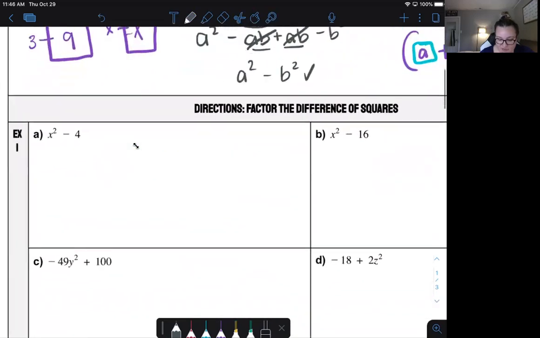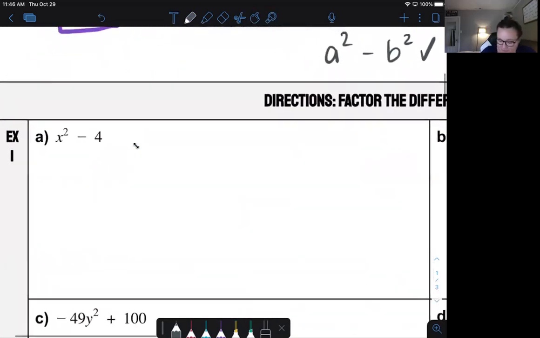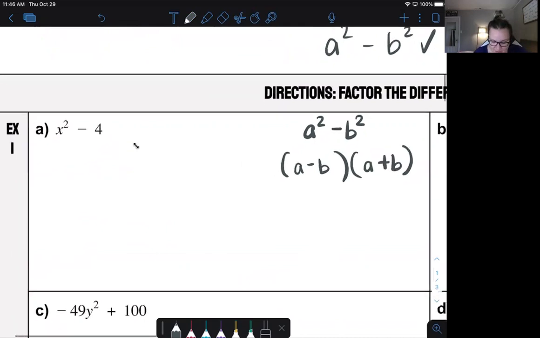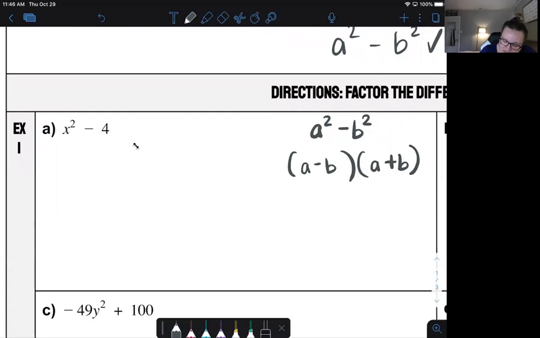So let's apply this to x squared minus 4. Remember, if you have a squared minus b squared, so two perfect squares being subtracted from each other, or a difference of squares, it always factors to a minus b times a plus b, or a plus b times a minus b. The order of factors doesn't matter because it's multiplication. So let's check this out. X squared minus 4. Well, 4 is really a perfect square, right? 4 would create a square with dimensions of 2 by 2. So I could rewrite this as x squared minus 2 squared.